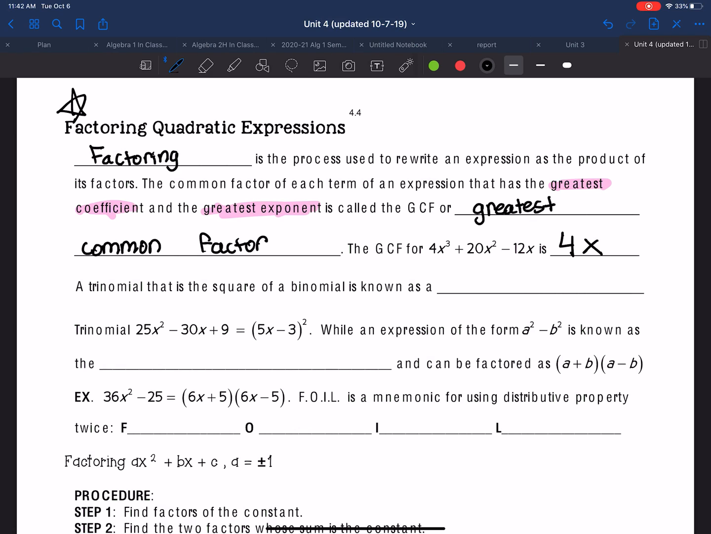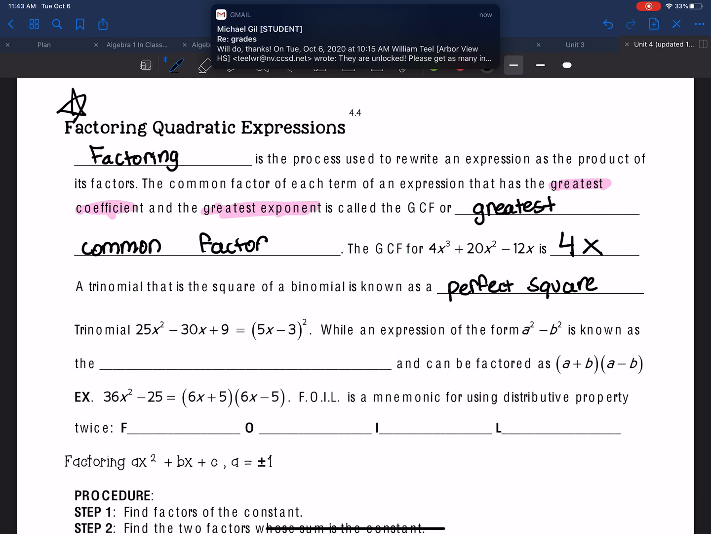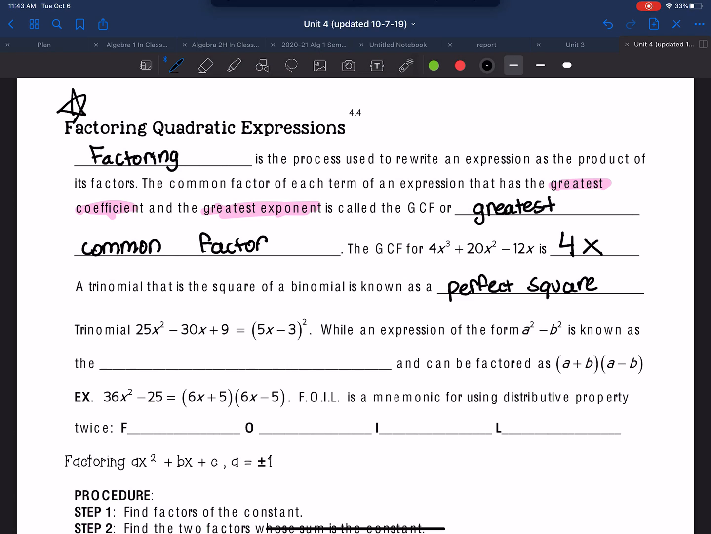Kind of shifting gears a little bit, a trinomial that is the square of a binomial is known as a perfect square trinomial. 25x squared minus 30x plus 9 is equal to (5x minus 3) squared. That is represented by a perfect square trinomial, okay?